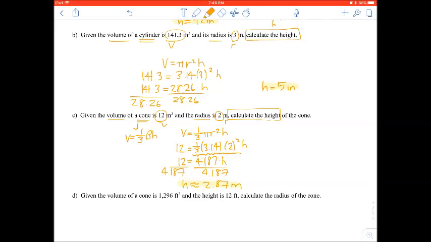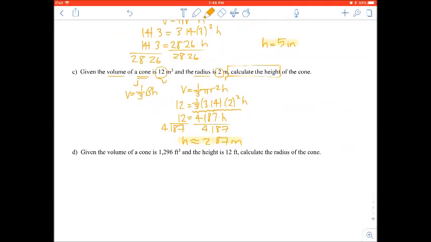Again, I'd encourage you double check your math, your plug-in, and make sure that you can follow the steps in this equation solving. And then the last example, we're going to kick it up a notch, try to call back some of the previous part of the unit. Volume of a cone, right away, V equals 1/3 pi r squared h. So we have the volume is pretty big, 1,296. The height is 12. Ooh, height is 12. Calculate the radius. So yeah, we're changing things up a little bit.